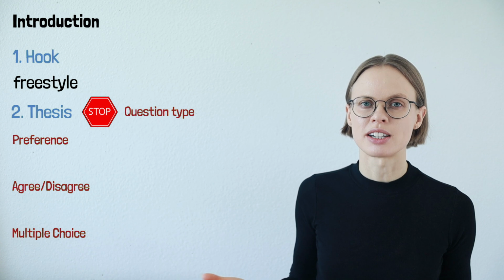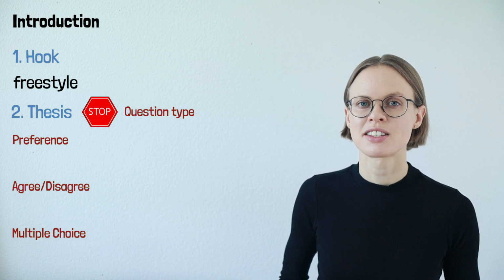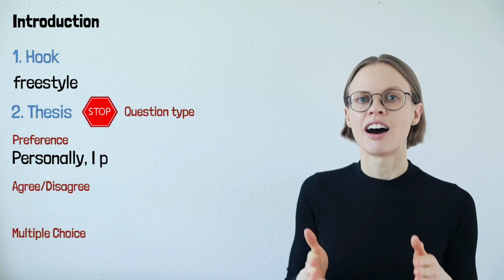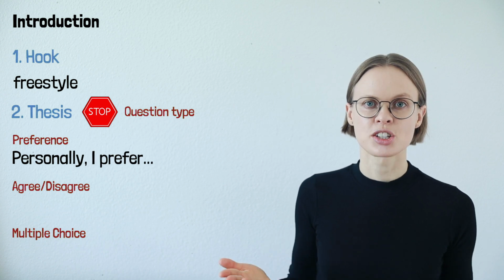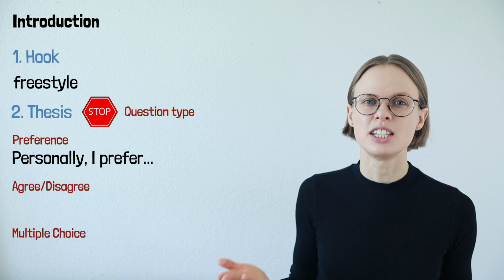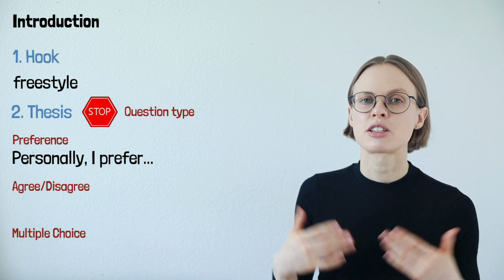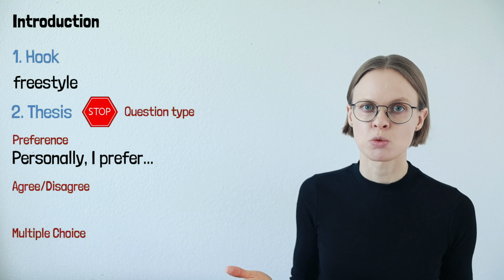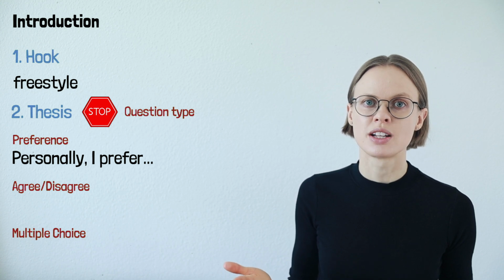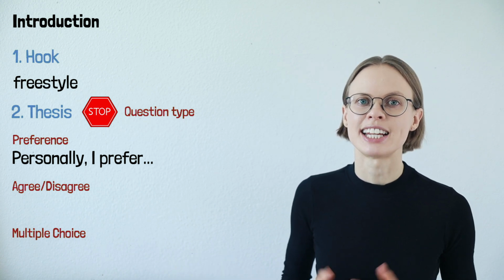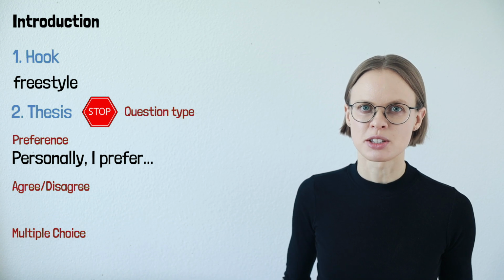If you get a preference question, you can start your sentence like this. Personally, I prefer. This shows the examiner that you understand what this question is about. It's a preference question, and that's why you use the words I prefer. You saw that in the video where I showed you how to write an essay for a preference question.